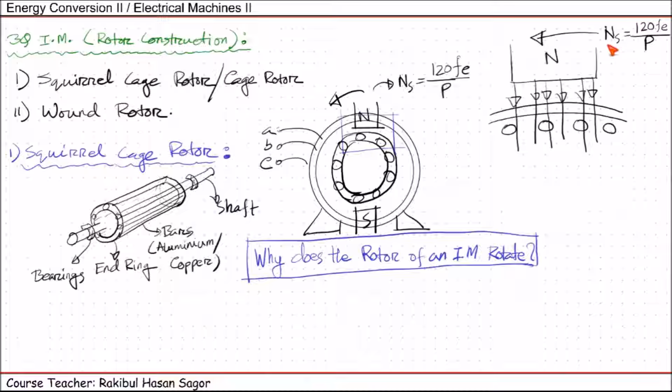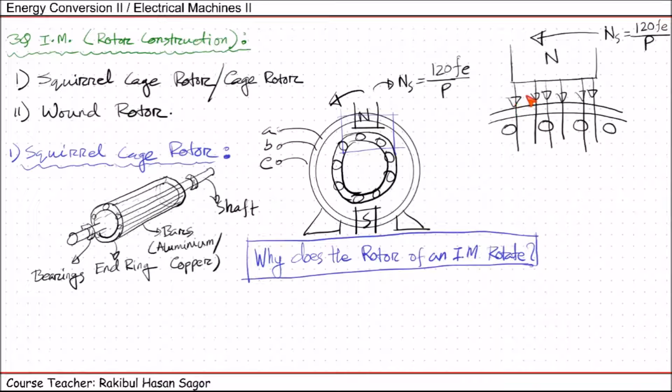This is the speed of rotating magnetic field. At the very initial moment when we give this three-phase supply, the rotor is stationary. However, once we give the three-phase supply, a rotating magnetic field is created. At that instant, it starts rotating with the synchronous speed. But the rotor is stationary at the very beginning.